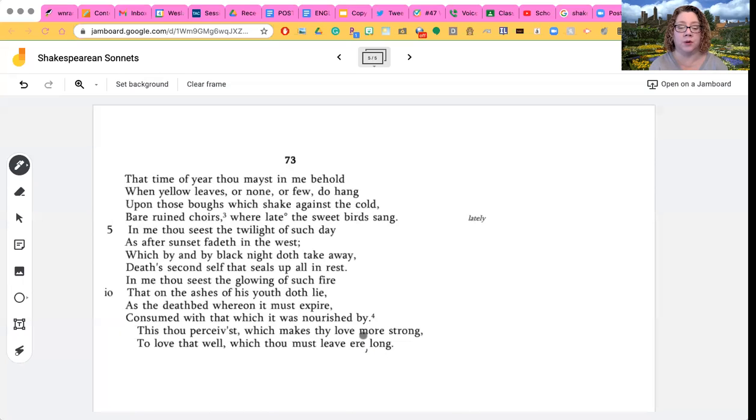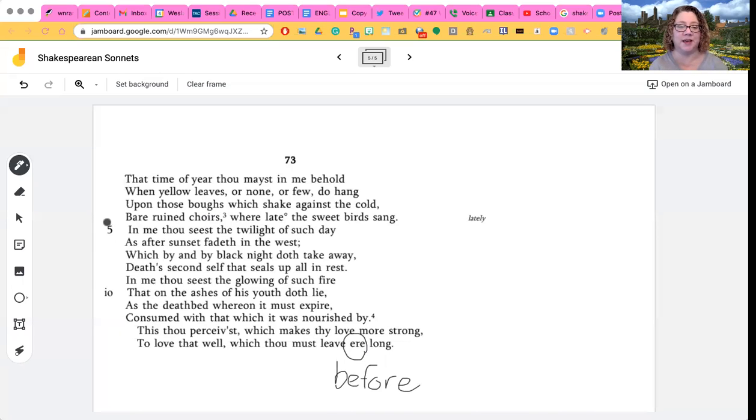Ere means before. Should I try to write it with this little pen? I don't know if that's going to be any good. They don't tell you that in the glossing. Oh, that's pretty good.